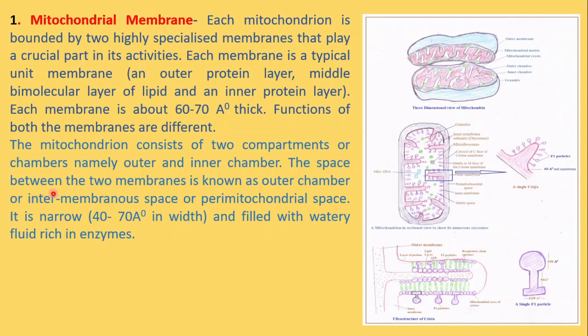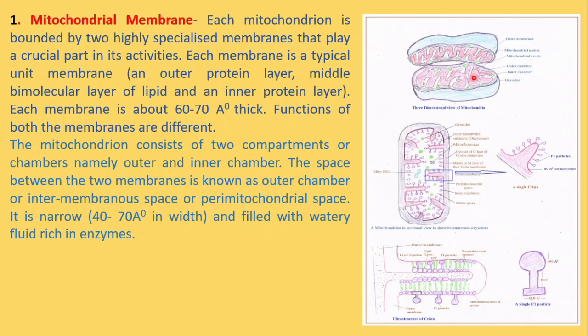The space between two membranes is known as the outer chamber, intermembranous space, or perimitochondrial space. This space is narrow, 40 to 70 angstrom in width, and it is filled with watery fluid rich in enzymes.